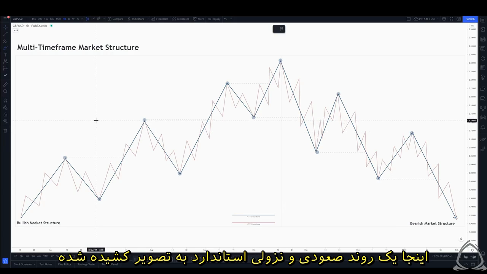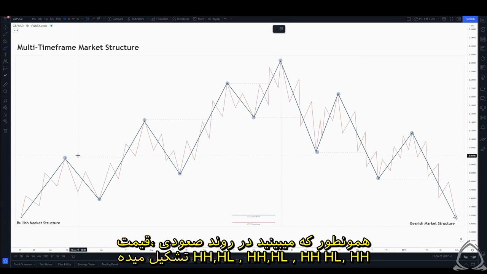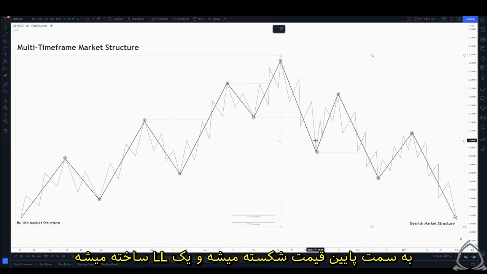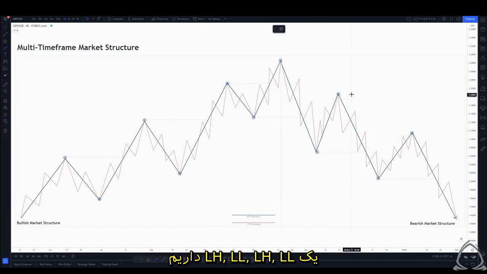And here we have a standard textbook infographic of an uptrend and a downtrend. As we can see with the uptrend, price is making higher highs, higher lows, higher highs, higher lows, higher highs, higher lows, higher highs. We then break to the downside, creating a lower low. We create a lower high, a lower low, a lower high and a lower low.